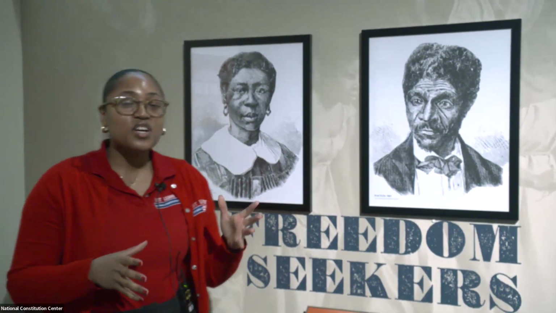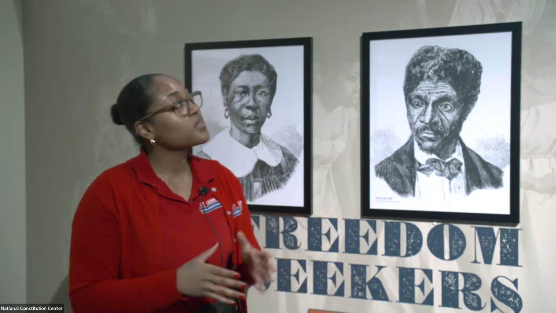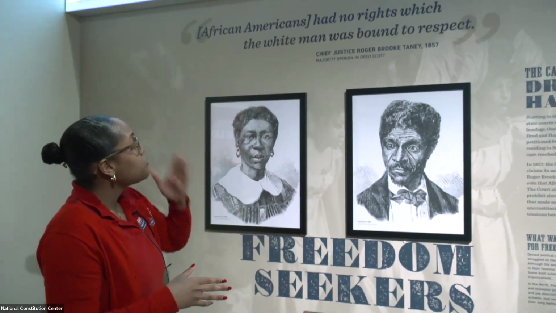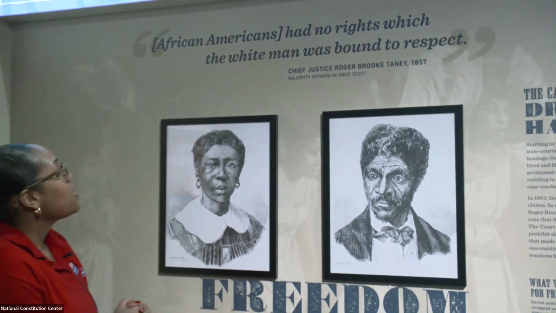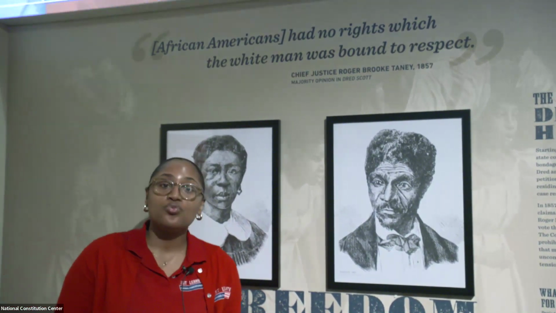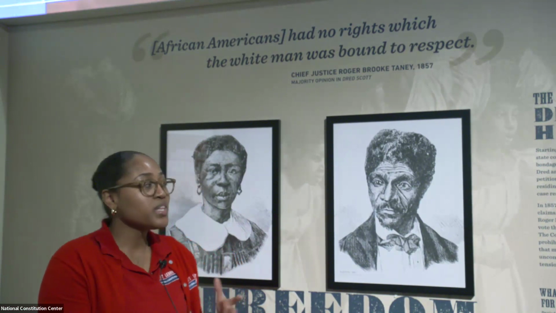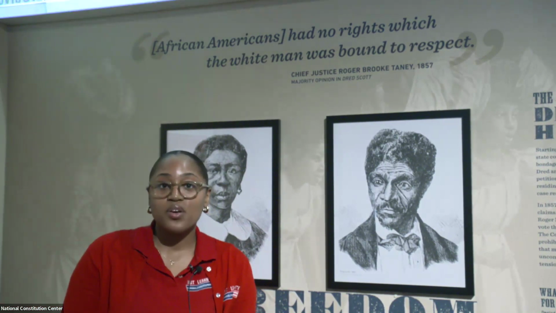So ultimately, this case took about 10 years from start to finish, from when they wrote the petition all the way to when it came to the Supreme Court. And when it reached the Supreme Court, they basically shut it down and denied their request. Up here, we have a quote from Chief Justice Roger Brooke Taney in 1857, and basically it reads, African Americans had no rights which the white man was bound to respect. And so that was really the most popular opinion during that time, right?